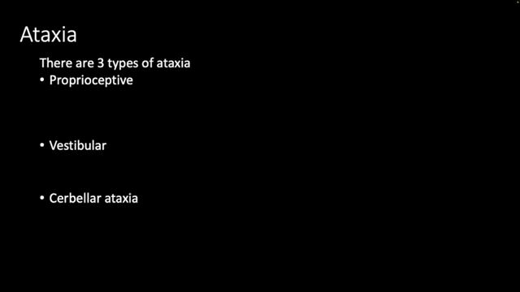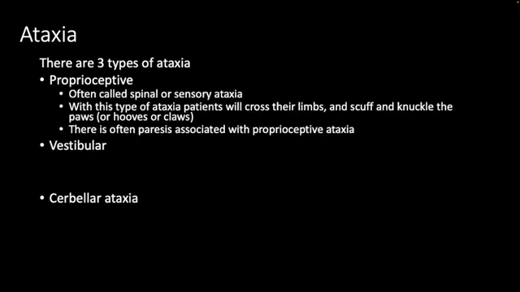With ataxia, there are 3 types to be familiar with. The most common is proprioceptive ataxia, sometimes referred to as spinal or sensory ataxia. However, proprioceptive ataxia is most commonly used. With this type of ataxia, patients will cross their limbs over each other and often scuff their nails and knuckle over on their toes as well. Because spinal cord disease or myelopathies are so common in dogs, there is generally paresis associated with proprioceptive ataxia.